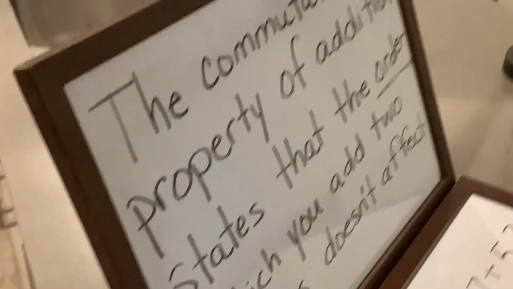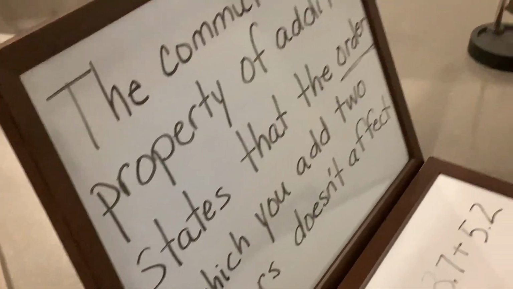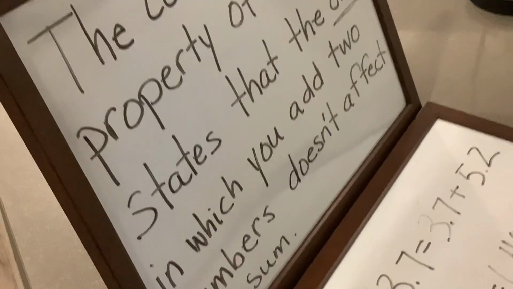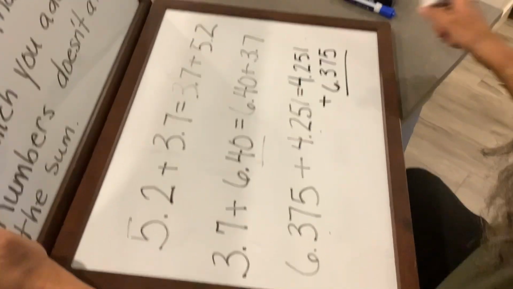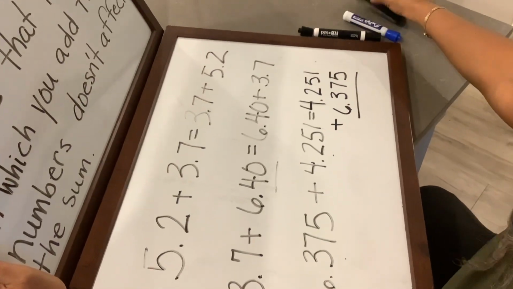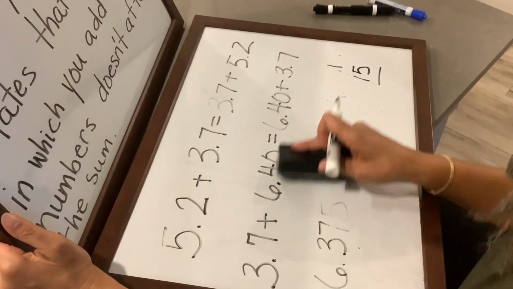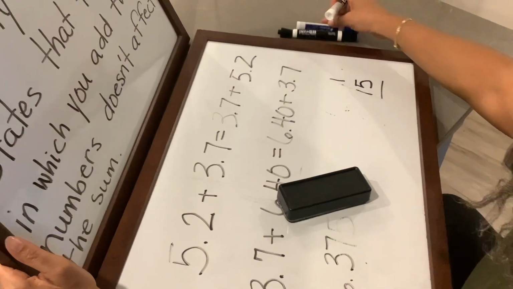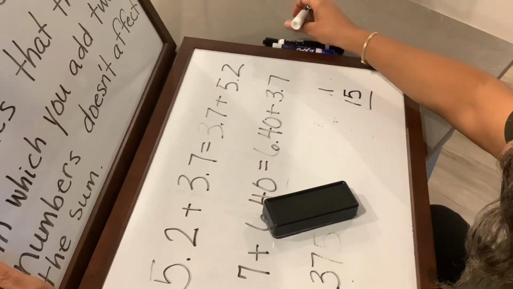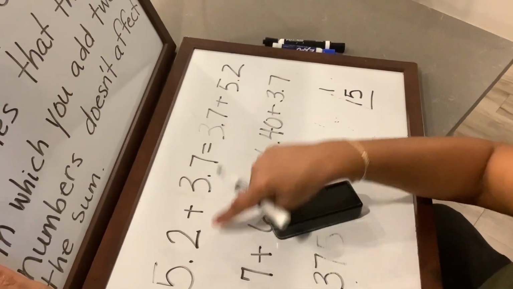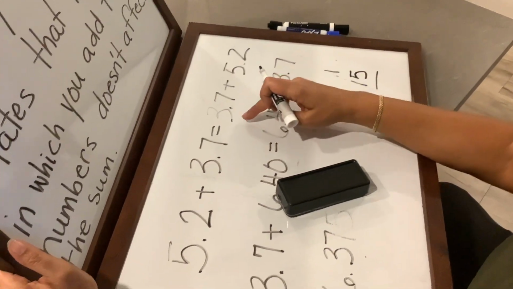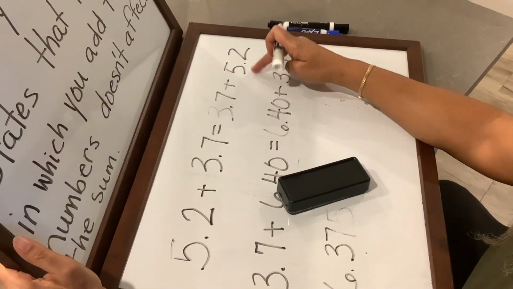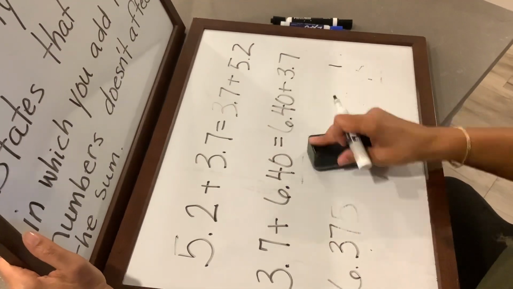commutative property of addition states that the order in which you add two numbers doesn't affect the sum. It doesn't affect the sum. It never will affect the sum. It's going to be the same. The answer will be the same whether I have the 5 and 2/10 plus 3 and 7/10, switch it around, switcheroo, 3 and 7/10 plus 5 and 2/10. They're the same. They're equal.